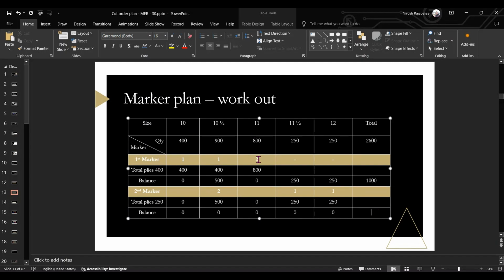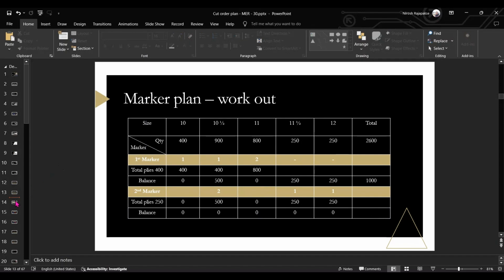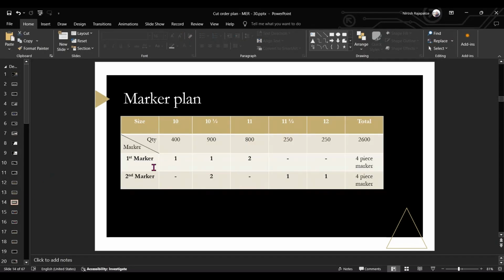Now this is the marker plan. Based on this realization, you can instruct marker makers to create markers like this. The first marker: 1 from size 10, 1 from 10 and a half, and 2 from size 11. And the second marker: 2 from size 10, 1 from 10 and a half, 1 from 11. These are the instructions that you should give to the marker makers. They have to create marker plans for that.